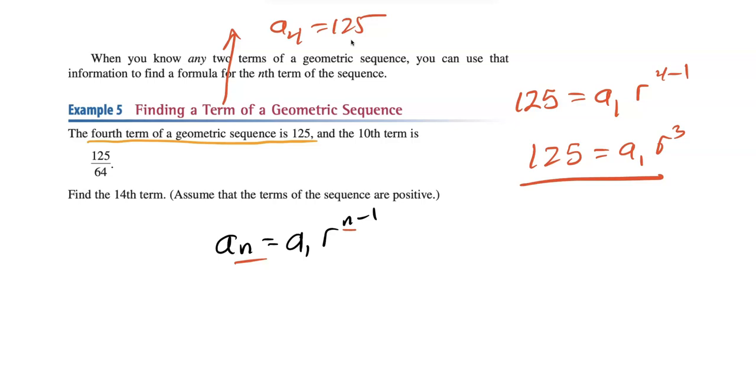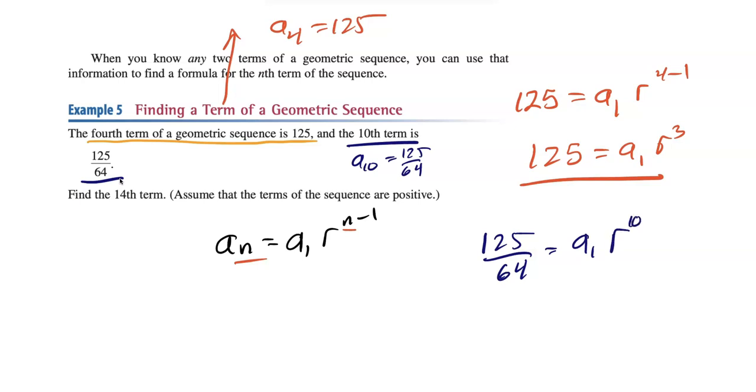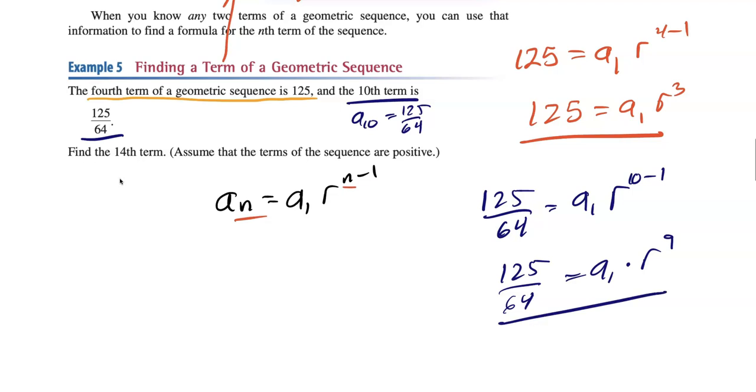Our next equation: the 10th term is 125 over 64. Same idea, when I substitute in 10, I get 125 over 64. So a_10 equals 125 over 64, which is 125 over 64 equals a_1 times r to the 10 minus 1, or 125 over 64 equals a_1 times r to the 9th.